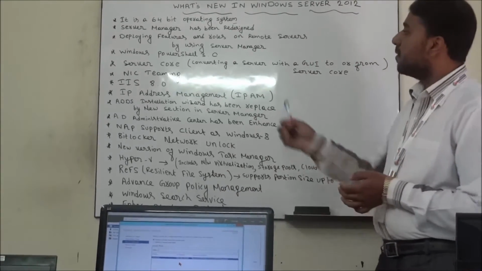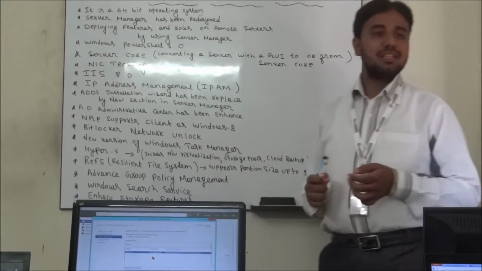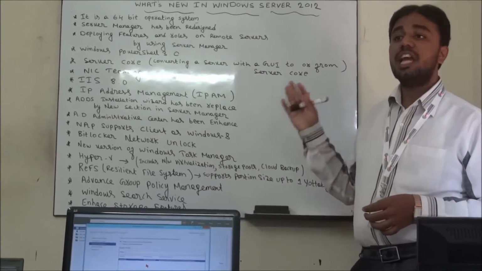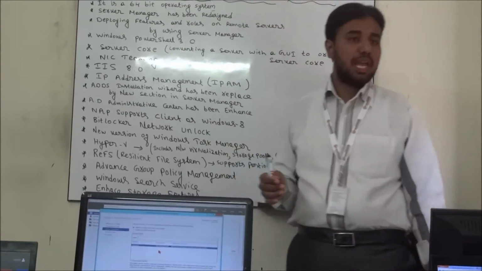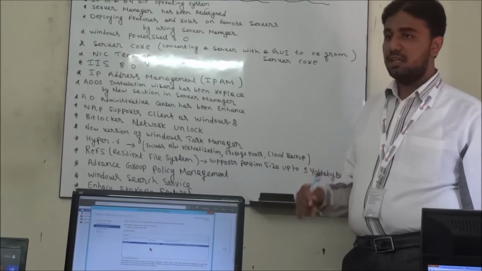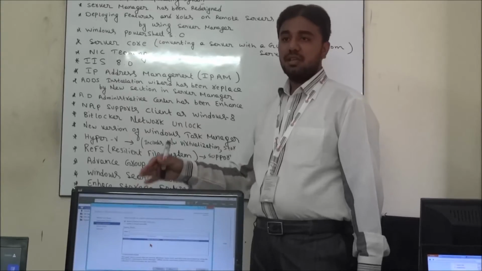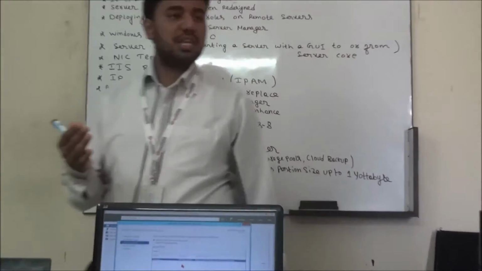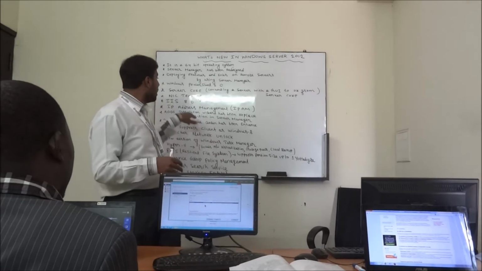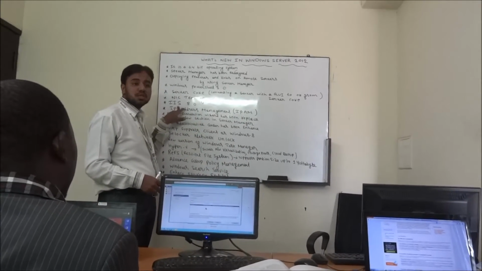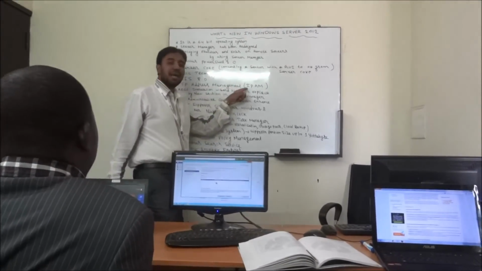Next, coming to the feature IIS 8.0, that is Internet Information Services 8.0, whereas in R2 we had IIS 7.5, and in Server 2008 we have the IIS 7 version. Here we have 8.0, which supports multiple languages, like HTML, PHP, .NET, so different web applications, everything it supports. Okay.